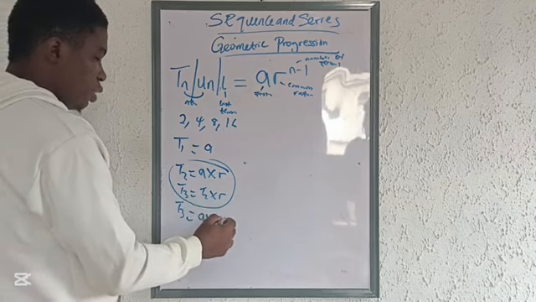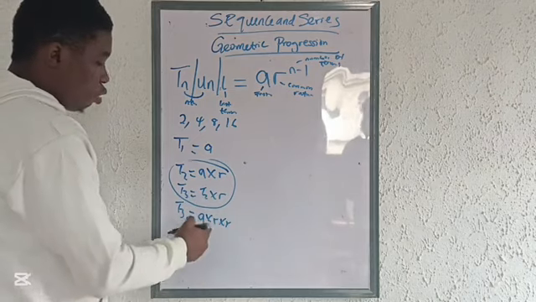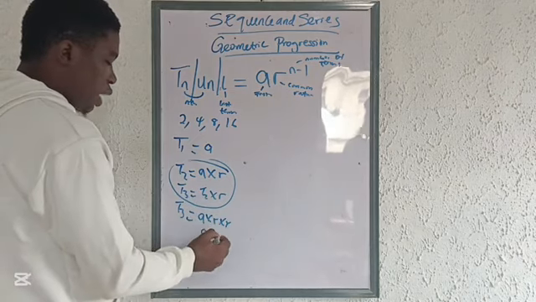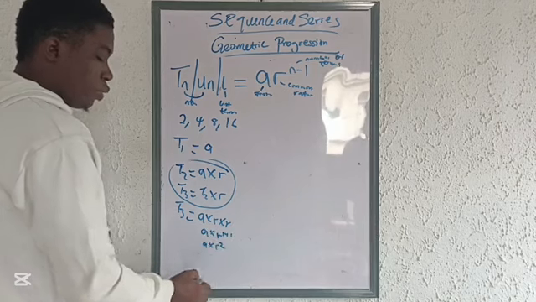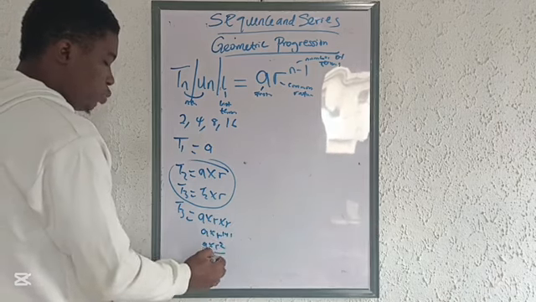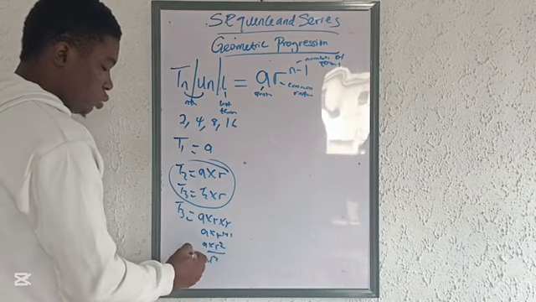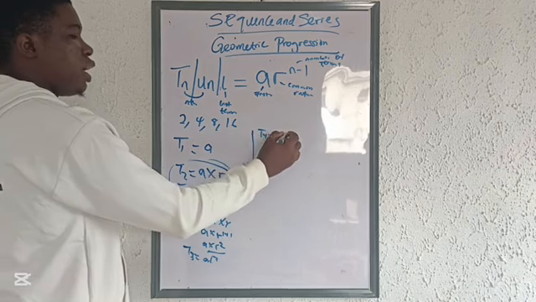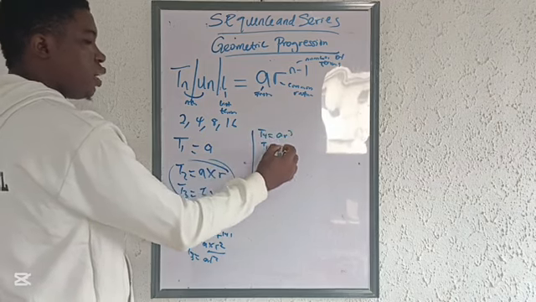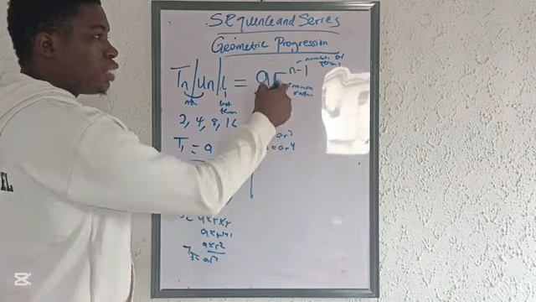Now, using this to explain, for my T3, we have T2, which is A times R, times R. I know your law of indices: A times R, this will be 1 plus 1, so A times R raised to the power 2. T3 equals AR raised to the power 2. If you continue, your T4 will be AR raised to the power 3, T5, AR raised to the power 4, like that. That's how you have your N.